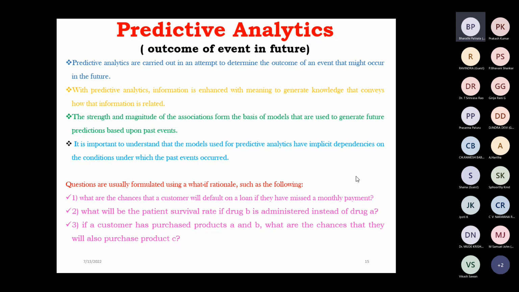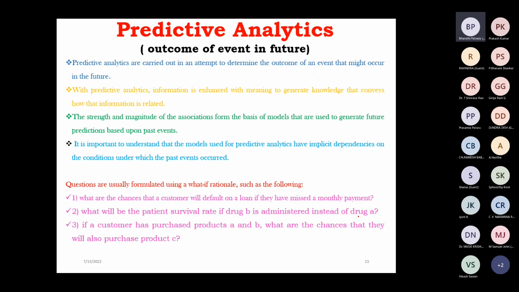These models are most important to give better prediction. So most of the business companies also use these predictive models. For example, consider what are the chances that a customer will default on a loan if they have a missed monthly payment. For example, a customer missed a monthly payment. Is there any chance of default for that particular customer?